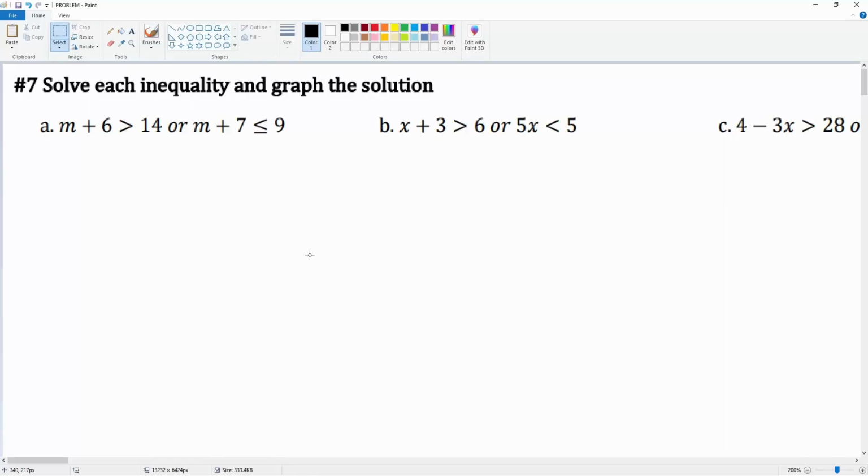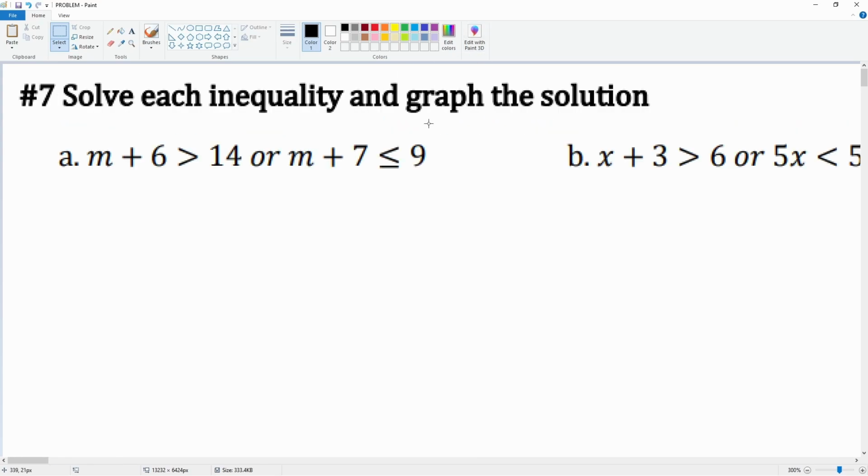Chapter 5, number 7, you're going to solve each inequality, then graph the solutions. These are actually compound inequalities, but they're basically OR problems. So you're basically doing two problems in one here, right? So the first one, m plus 6 is greater than 14, so subtract 6 to both sides. This cancels, leaving you with just an m is greater than 14 minus 6, which is just 8.